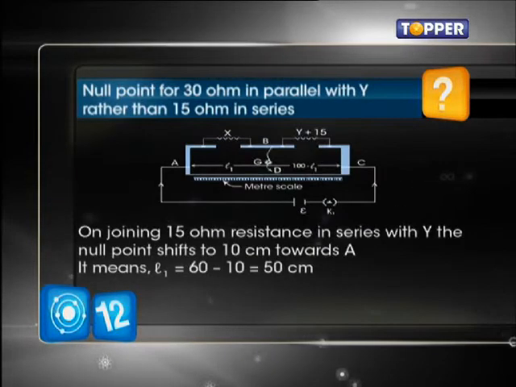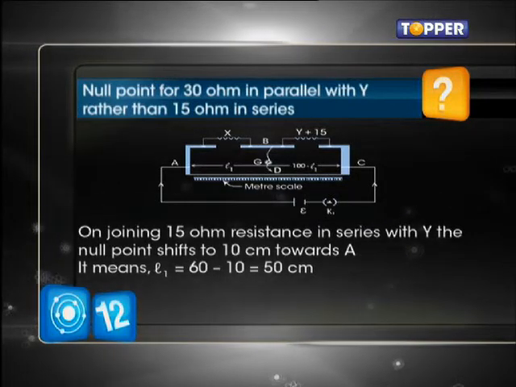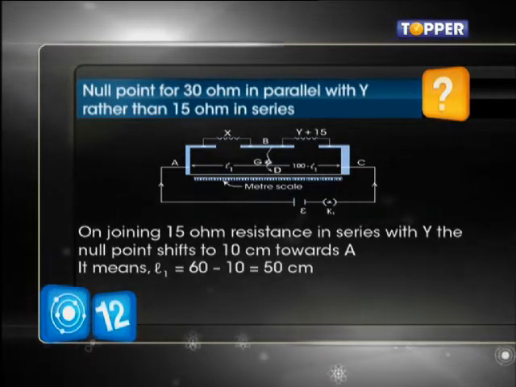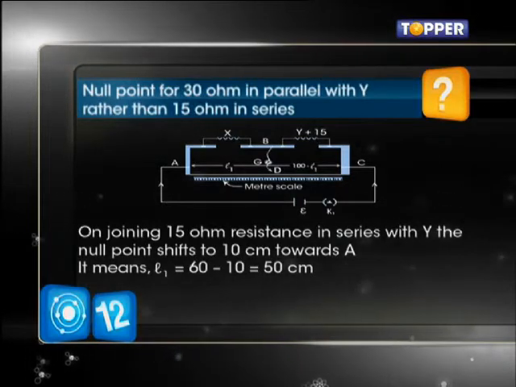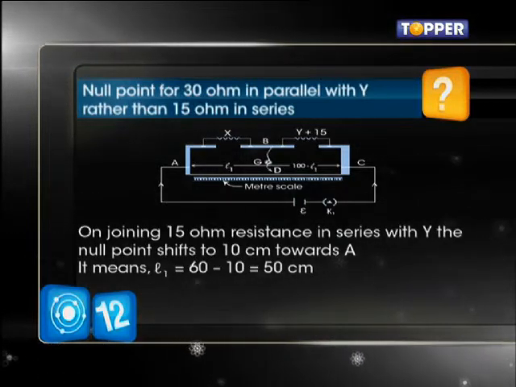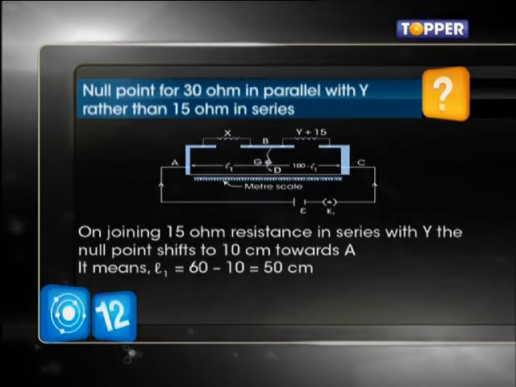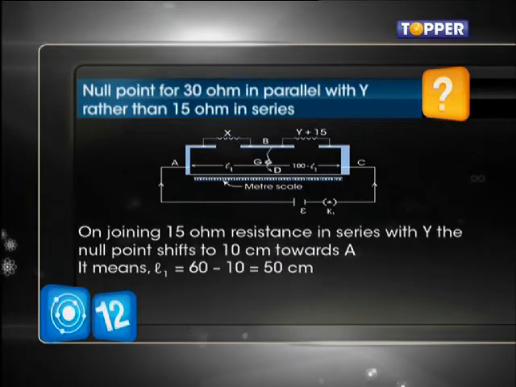Now, on joining 15 ohm resistance in series with Y, the null point shifts 10 centimeters towards A. It means L1 equals 60 minus 10, which is equal to 50 centimeters. So, the new position of the null point is 50 centimeters from the end A.